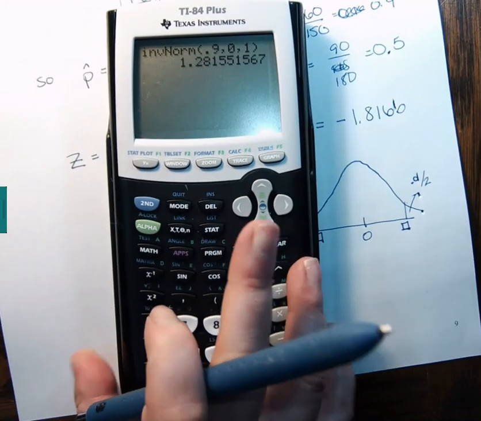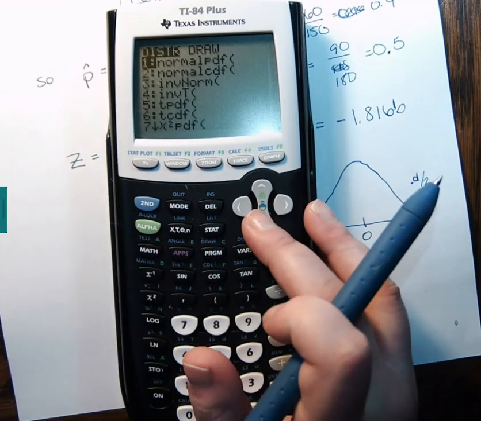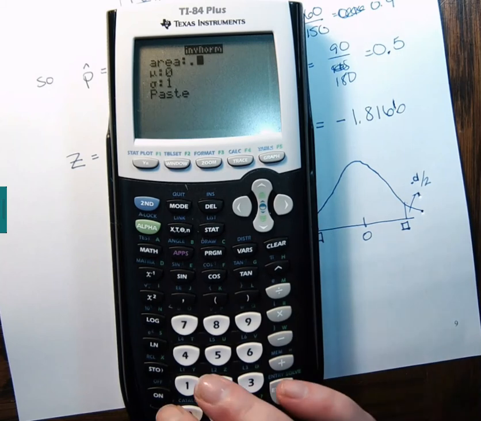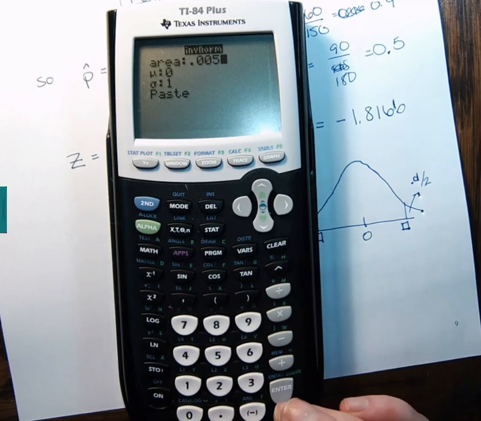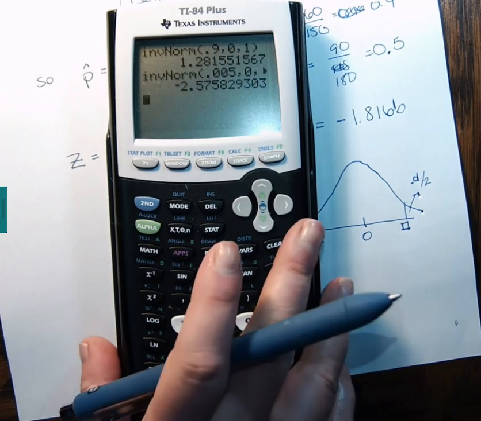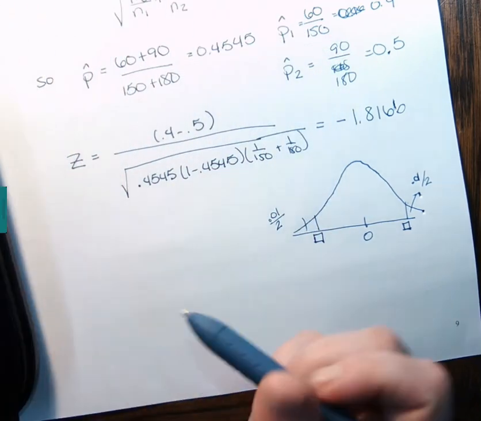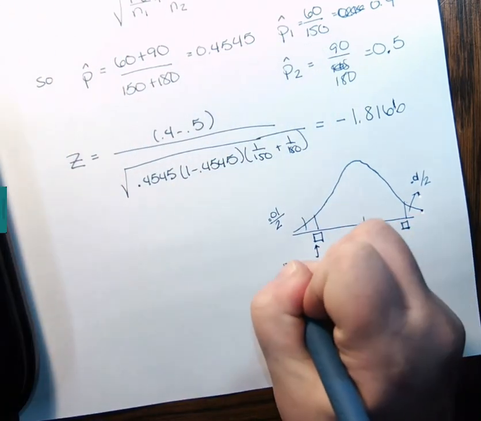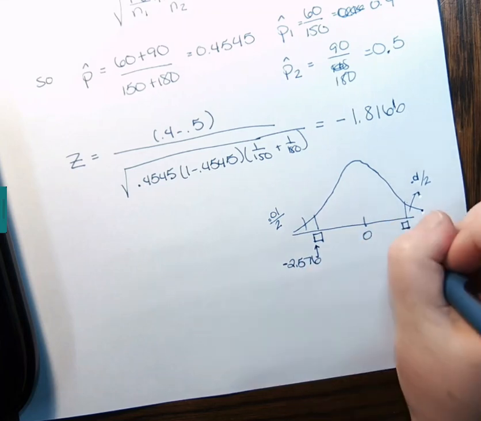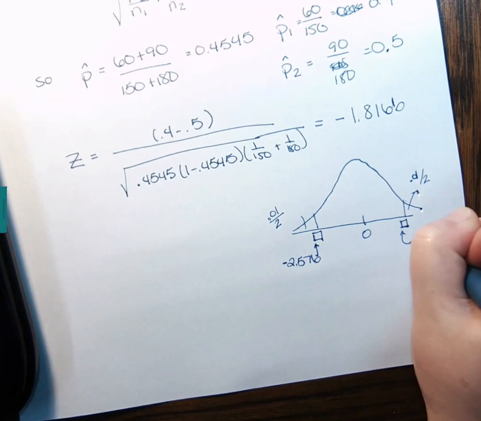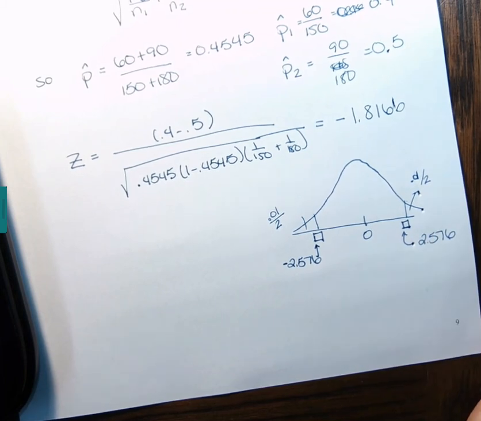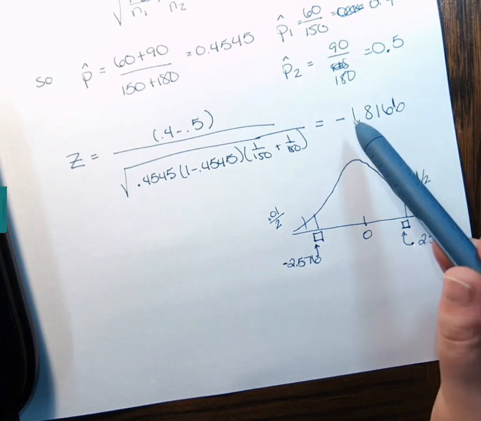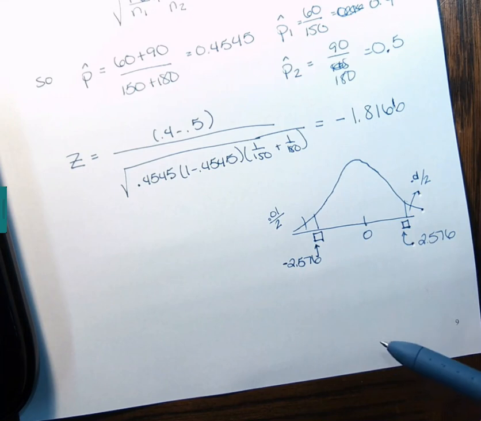So again, going to my calculator, I'm going to hit second distribution. I'm going to use that inverse normal function, but now I want area 0.005 to the left. I'm still working with the standard normal, and I find this is equal to negative 2.576. So this endpoint is negative 2.576. So I know by symmetry the positive endpoint is 2.576. So if z falls below or above these values, then we are in the rejection region.